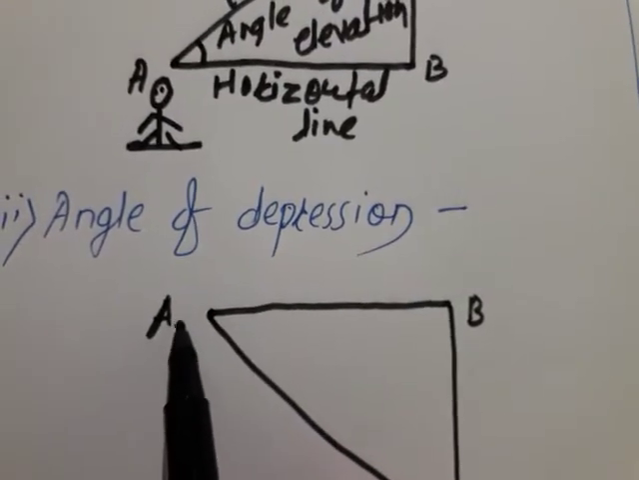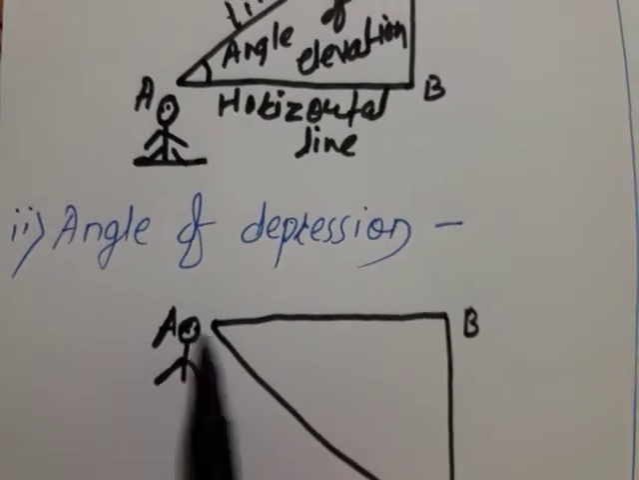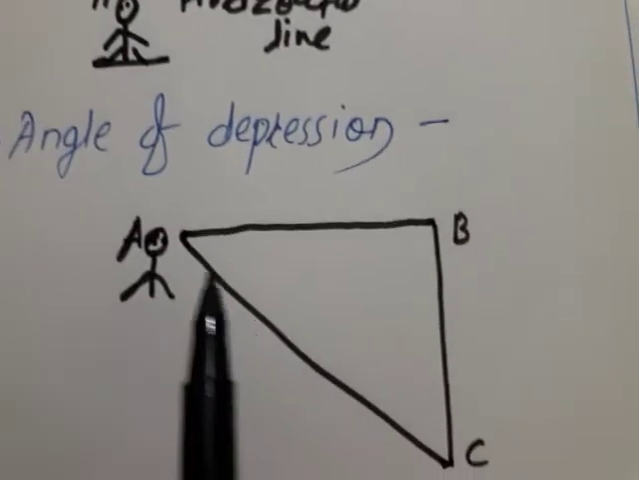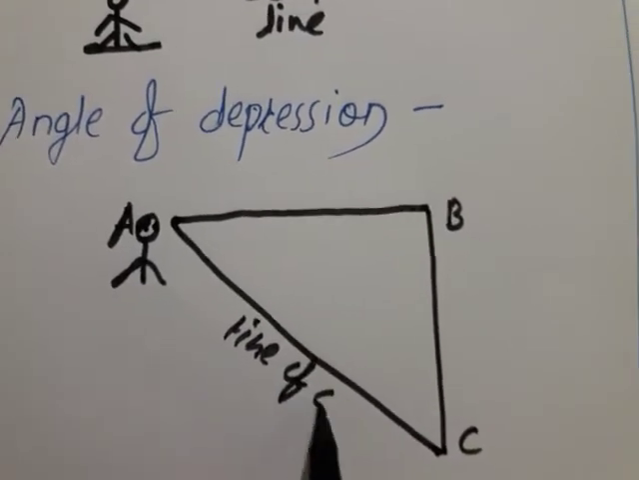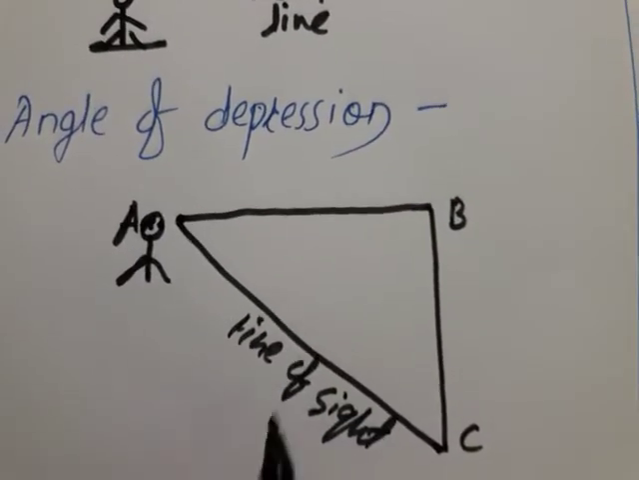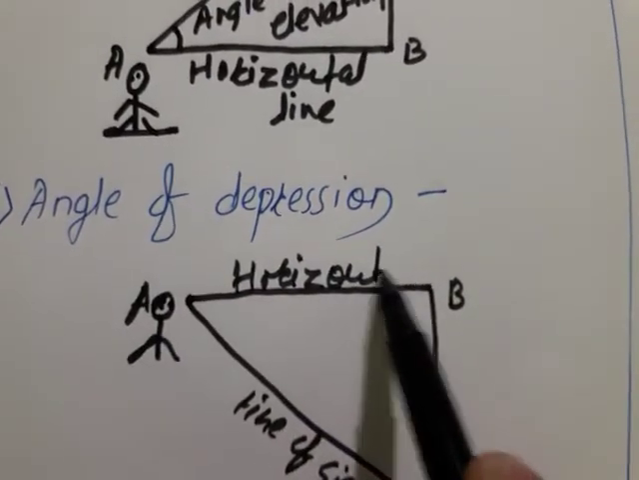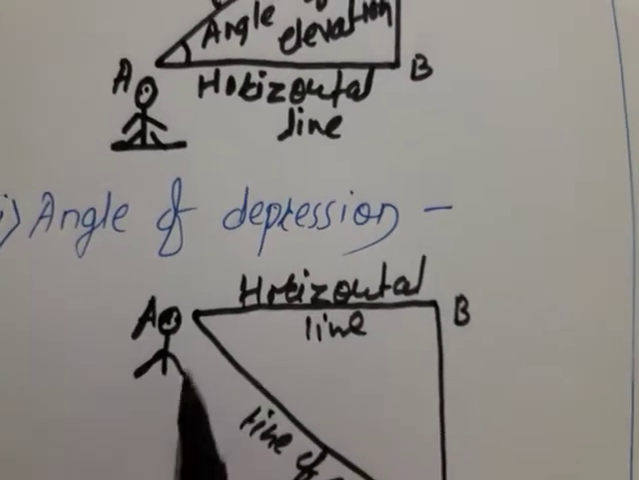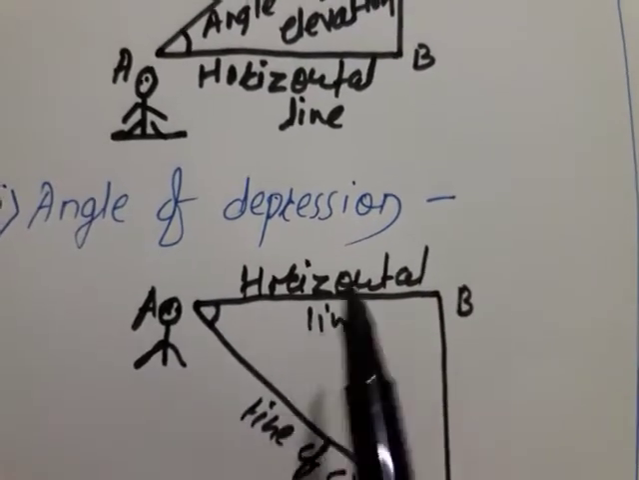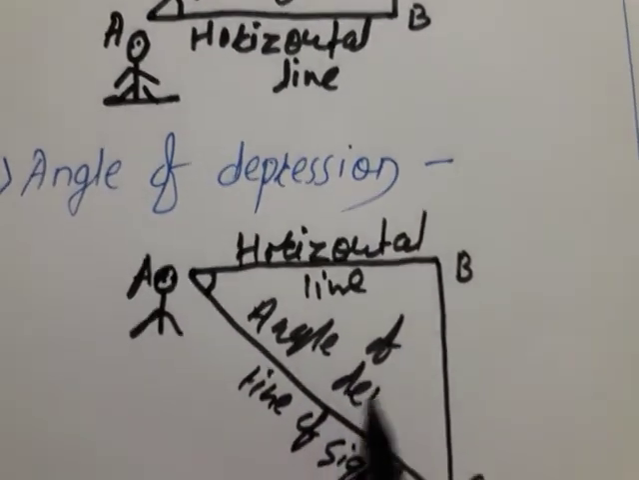Suppose the observer is standing over here and looking down. The observer looking down means this is known as the line of sight, and this is known as the horizontal line. And the angle which is created at point A is known as the angle of depression.